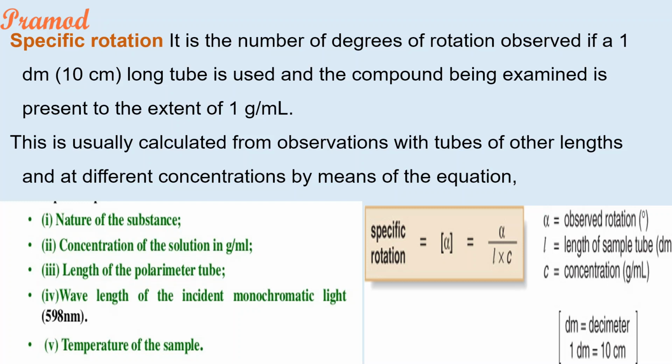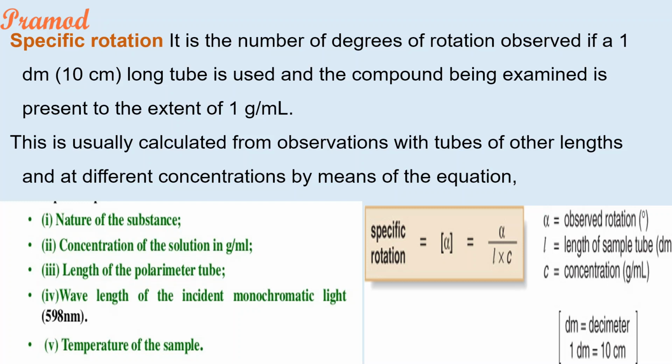Okay. Now, what does this specific rotation depend upon? It depends upon the nature of the substance, meaning whether it is dextro or levorotatory, the concentration, the length of the polarimeter tube, and the wavelength of the incident monochromatic light. Usually 589 nanometer wavelength is used for the observation, and the temperature, because temperature plays a very important role. Temperature can change the conformation. So these are the 5 criteria on which the specific rotation depends.